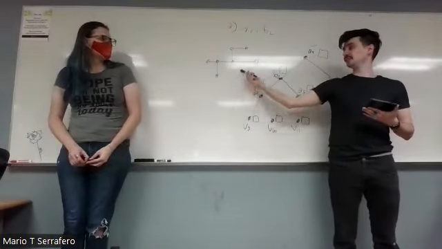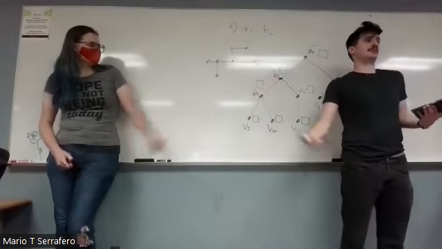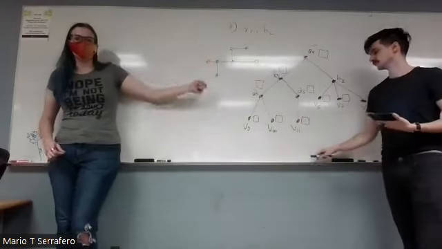This would be an example, because this is a simple connected graph with no simple circuits. And that's what a tree is. So this is also a tree, and again, any single vertex on here can function as the root.